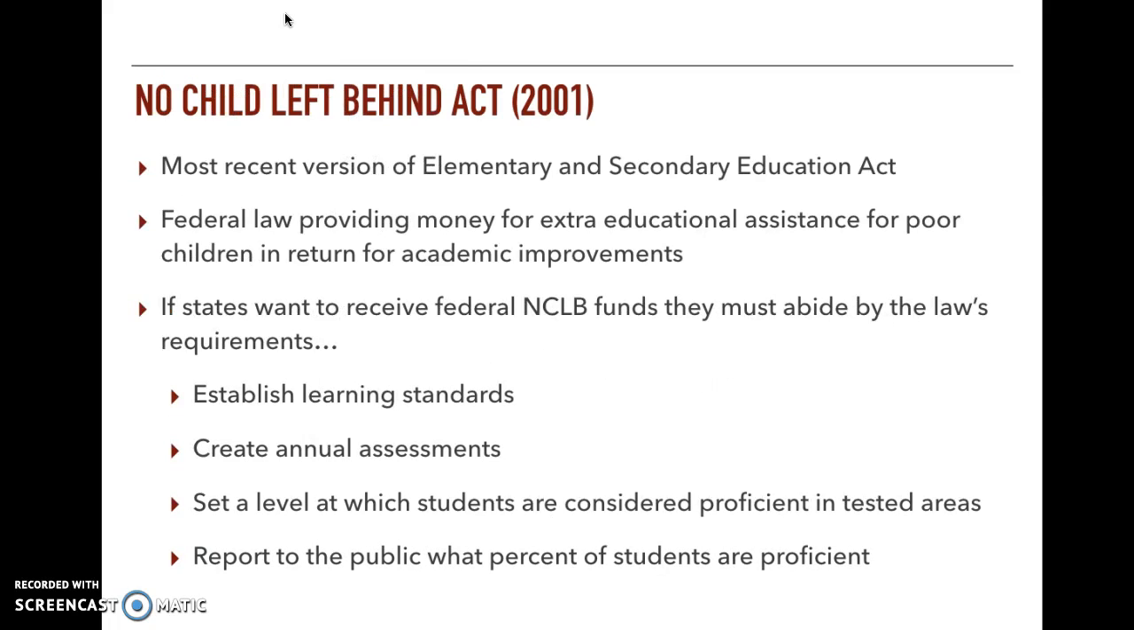The No Child Left Behind Act of 2001 is the most recent version of the Elementary and Secondary Education Act. It's a federal law that provides money for extra educational assistance to poor children in return for improvements on their academic progress. According to the United States Constitution, states have the primary responsibility for public education. However, if states want to receive federal NCLB funds, they must agree to the law's requirements to establish learning standards, create annual assessments, set a level at which students are considered proficient in tested areas, and report to the public what percent of students are proficient.